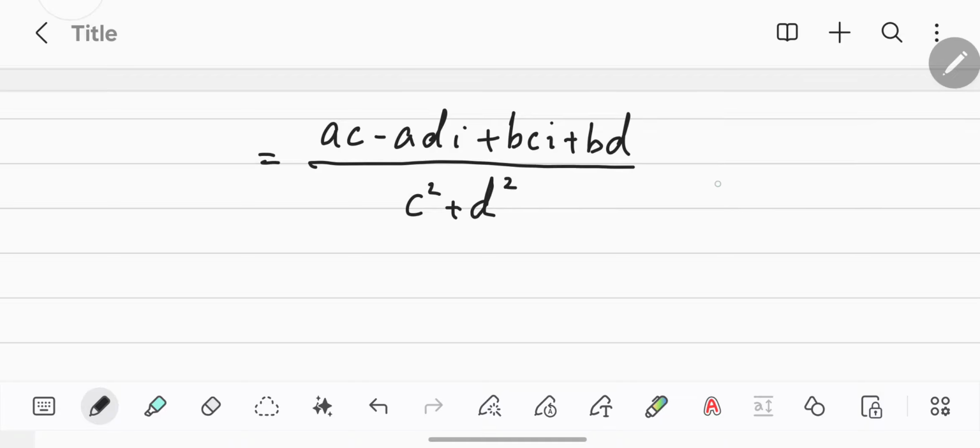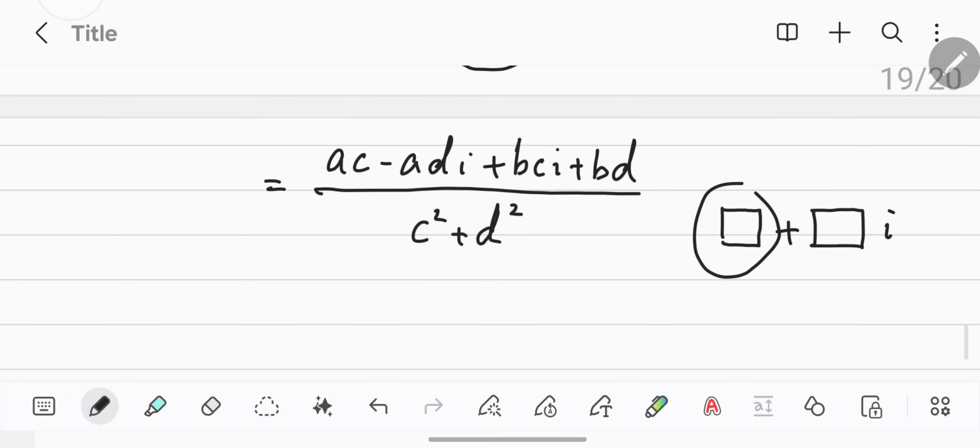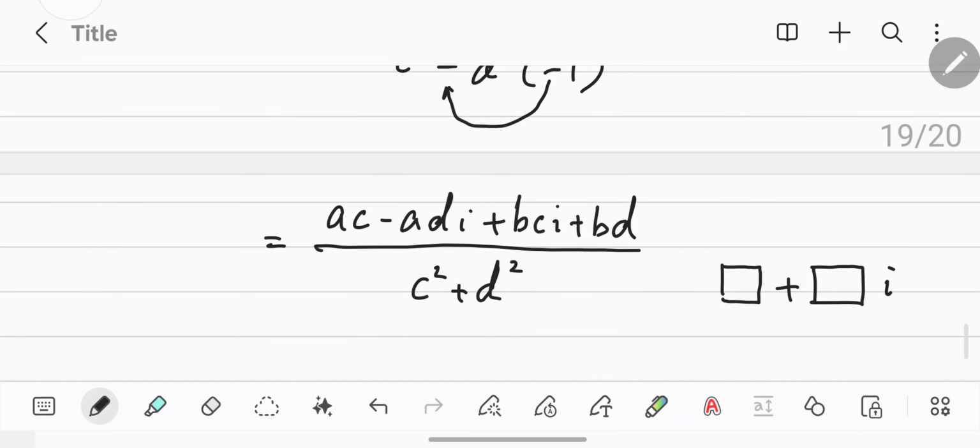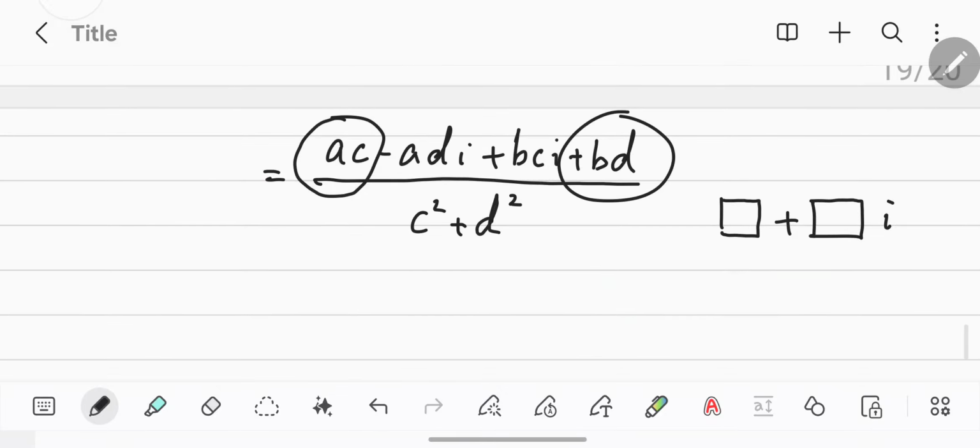Our aim is to write the answer in this form. Here we should have some number and some number times iota. The first number must be totally real, without iota, right? So first of all, I will separate the real part. These are the real parts because they don't have iota. So I will write ac plus bd.